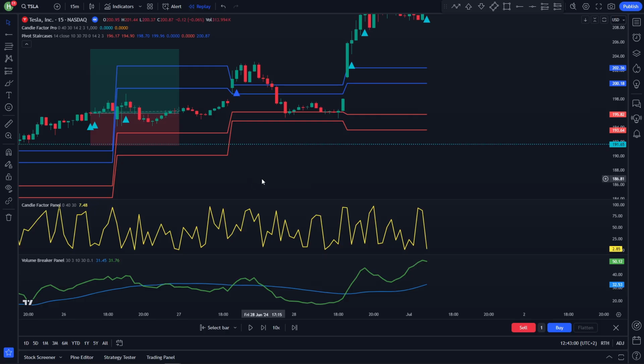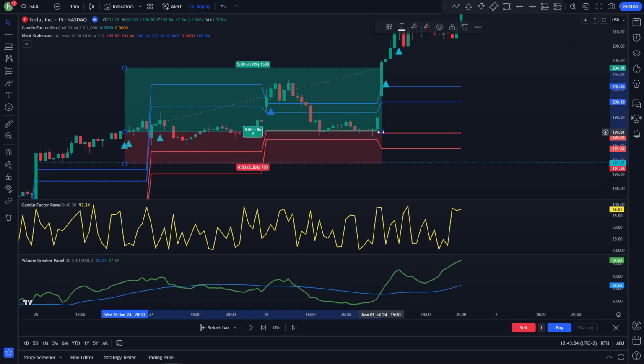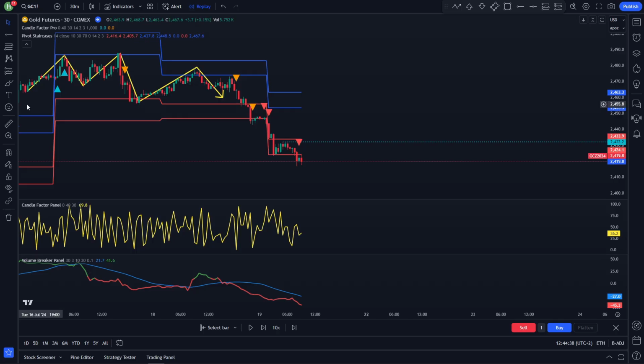By identifying these key zones and waiting for additional confirmation from the Candle Factor Pro and Volume Breaker panel, we can filter out false signals and focus on high probability trades. Next, let's explore another trading example. On the chart, I've selected gold futures in the 30-minute time frame. From the chart, we see a triple top rejection away from this supply zone.